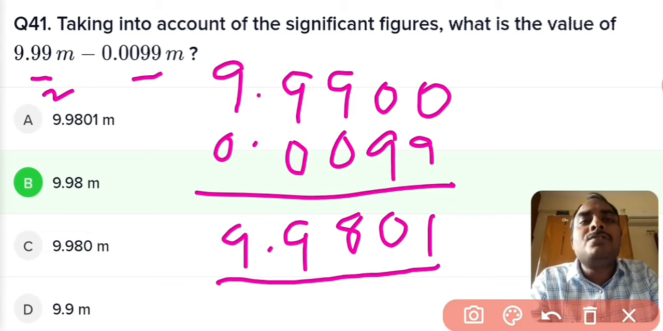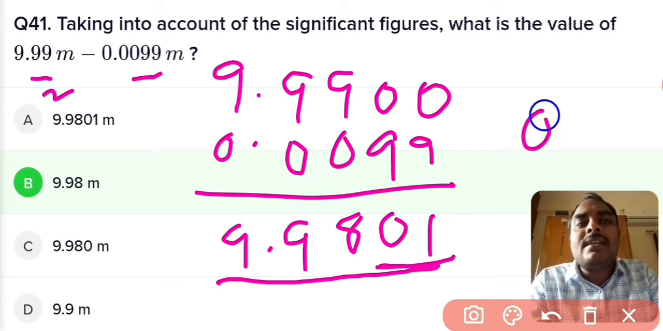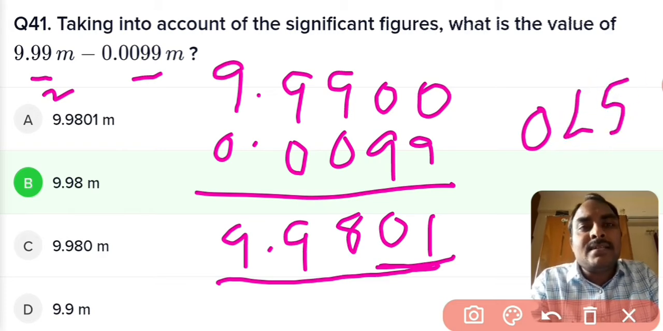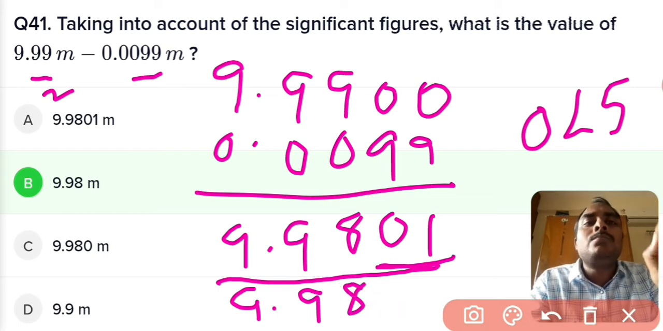We need to round off 0 and 1. Here 0 is the immediate insignificant digit. That 0 is less than 5. When 0 is less than 5, the preceding digit 8 remains 8 itself. Then the answer becomes 9.98 itself. We drop 0 and 1, and 0 is less than 5, so 8 remains the same. So 9.98 is the answer. So option B is the correct option.